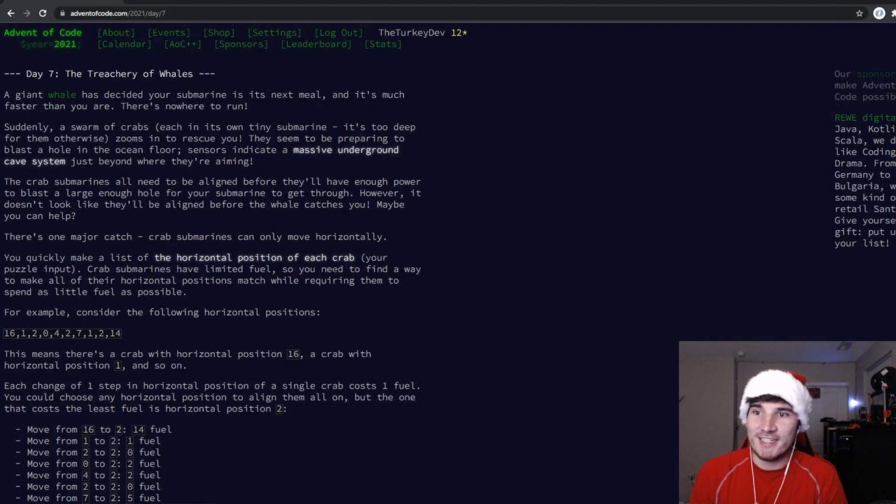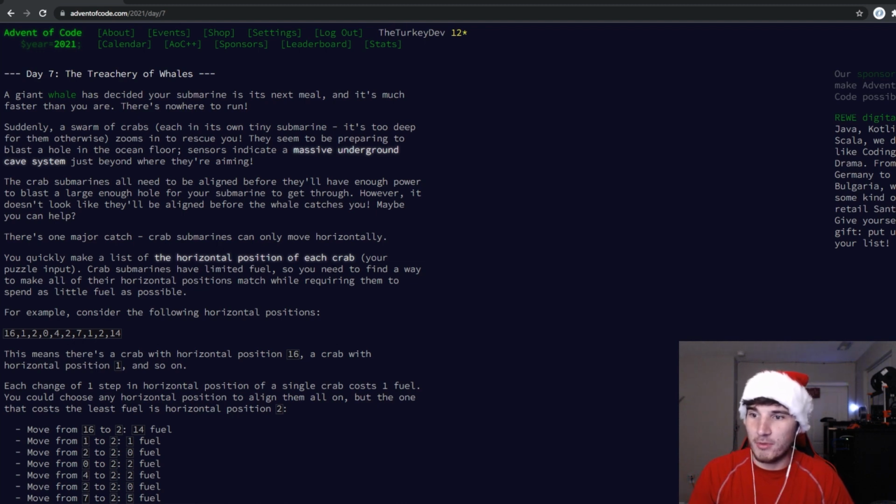All right, day seven. A giant whale has decided that your submarine is its next meal, and it's much faster than you are. There's nowhere to run. Suddenly, a swarm of crabs, each in its own tiny submarine, comes to the rescue. They seem to be preparing to blast a hole in the ocean floor. Sensors indicate a massive underground cave system just beyond where they're aiming. The crab submarines all need to be aligned before they have enough power to blast a large enough hole for your submarine to get through. Doesn't look like they'll be aligned before the whale catches you.